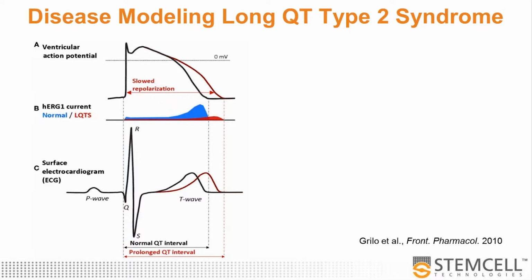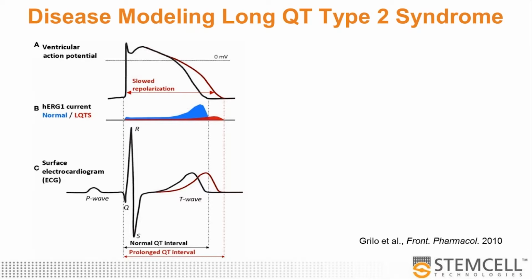So with long QT, it's specifically type 2, it's specifically due to a defect of the hERG current or the hERG gene. The normal hERG current, which is represented in blue, is an outward going current, and that repolarizes the ventricular action potential back to resting membrane potential so that the amplitude is larger. But in the LQTS situation, the hERG current is much smaller. And so that results in a delay in the repolarization that you see in the action potential.